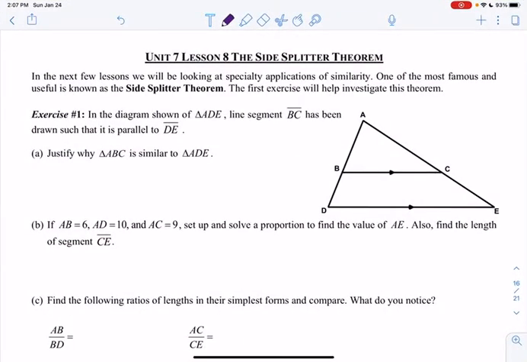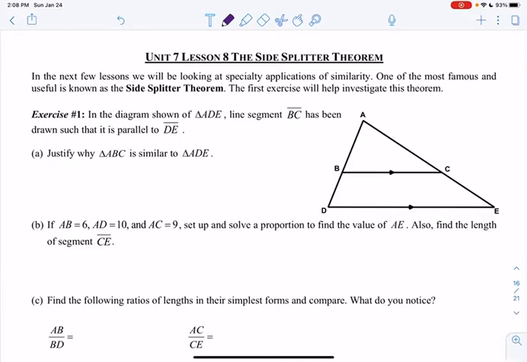Hi, GOH. This is Unit 7, Lesson 8, and today we're going to talk about the side splitter theorem, which is actually pretty easy. I think you're going to like this. So in the next few lessons, we're going to be looking at specialty applications of similarity. One of the most famous and useful is known as the side splitter theorem. This first exercise will help to investigate this theorem.